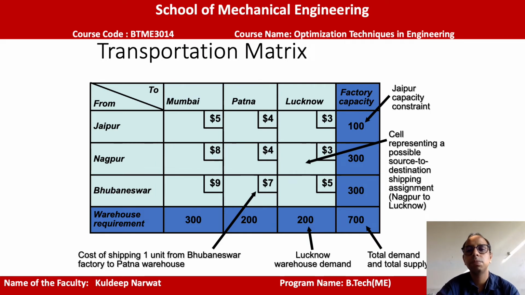Also when we solve these problems, we would want to make sure that the demand and the supply have to be equal. So we have to make a total of the units available at the sources and the units that need to be available at the destination. So when we make a sum of these values, 100 plus 300 plus 300, that comes out to be 700 for factory capacity. And when we total the values for warehouse requirements, 300 plus 200 plus 200, that also comes out to be 700. So we can see that this is a case of demand equal to supply.